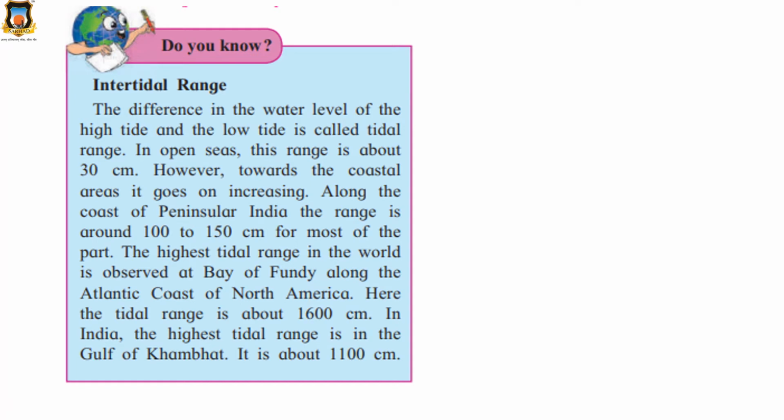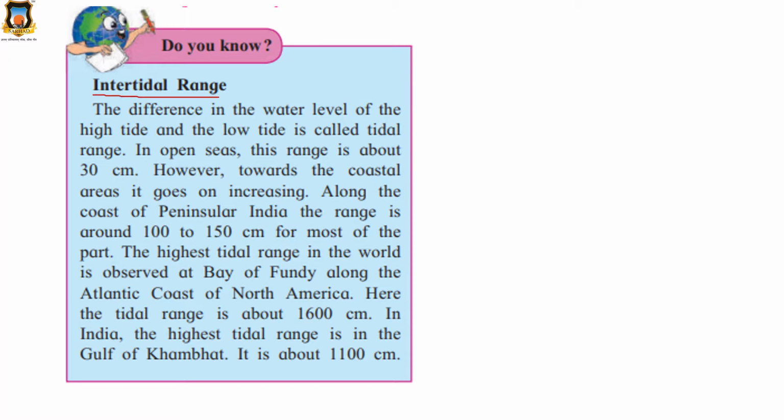Now we have seen what are the factors responsible for the occurrence of tides. Then, different types of tides, two types of tides: spring tides and neap tides. Now, do you know intertidal range?